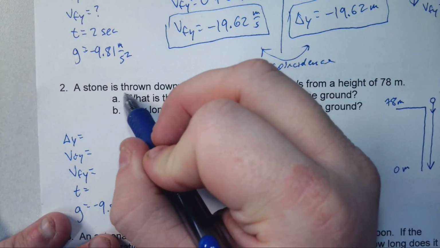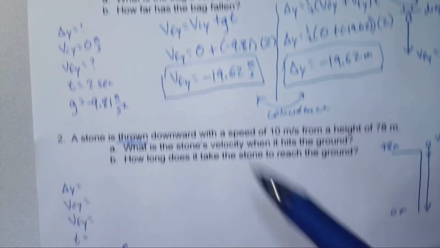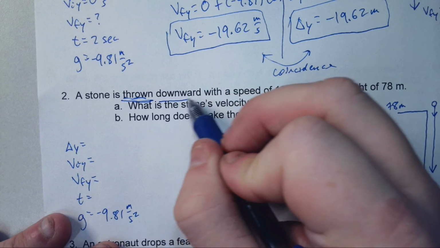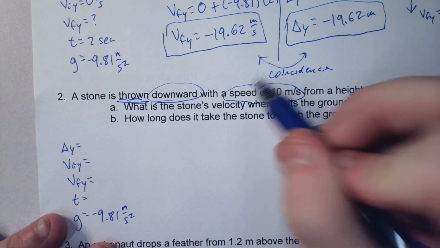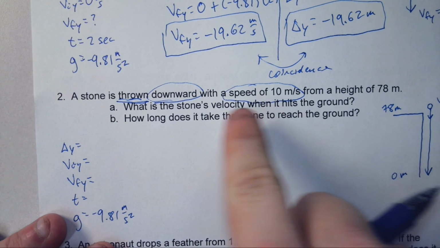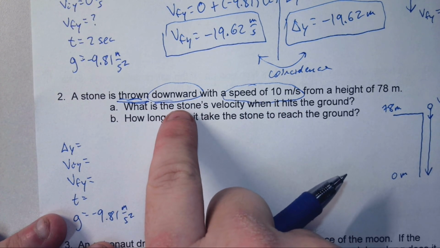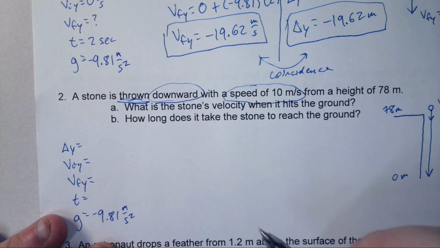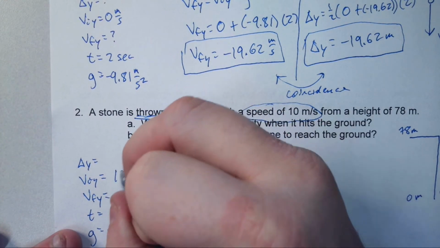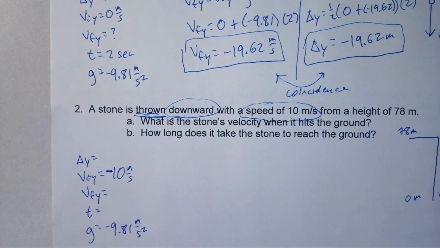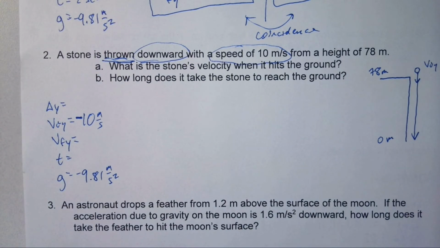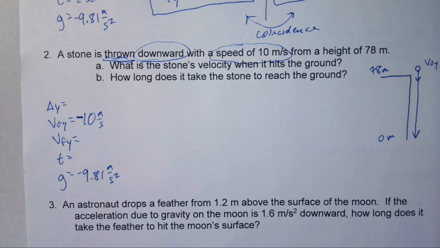So it says it's thrown. That's important because thrown means it's not dropped. It's thrown downward. Okay, that's a direction, with a speed of 10. The speed is 10. The velocity, to indicate downward, would mean that it has to be negative 10. So basically, my speed says it's 10, but to indicate that it's downward, that needs to be negative 10. So that's the first little clue that we have there.